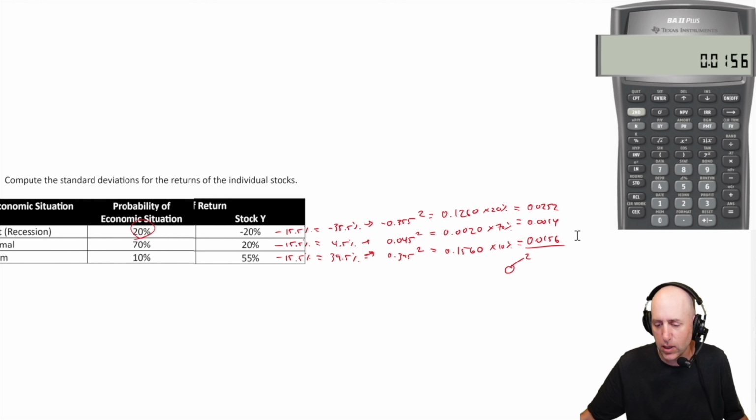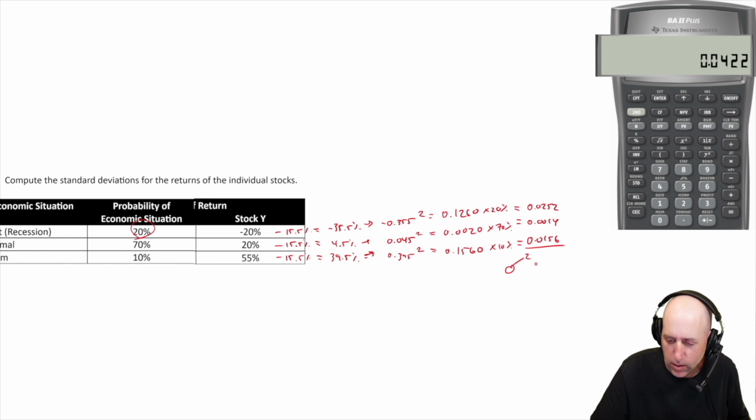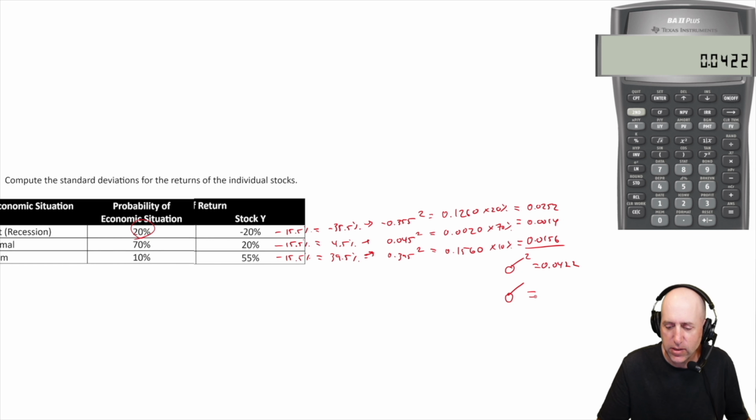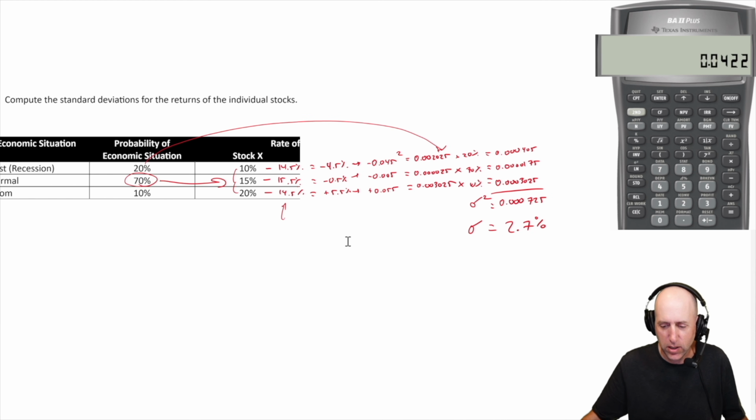0.0156. We're going to sum those up. Oh, that seems off. Hold on. Let me just cool my jets. The number seemed weird. 0.156 times 0.1 is 0.0156. I think this is where I screwed up. 0.0014. There we go. And I'm going to add 0.0252. So I get 0.0422, and now I square root it to get my standard deviation, which again, our last standard deviation was 2.7%.